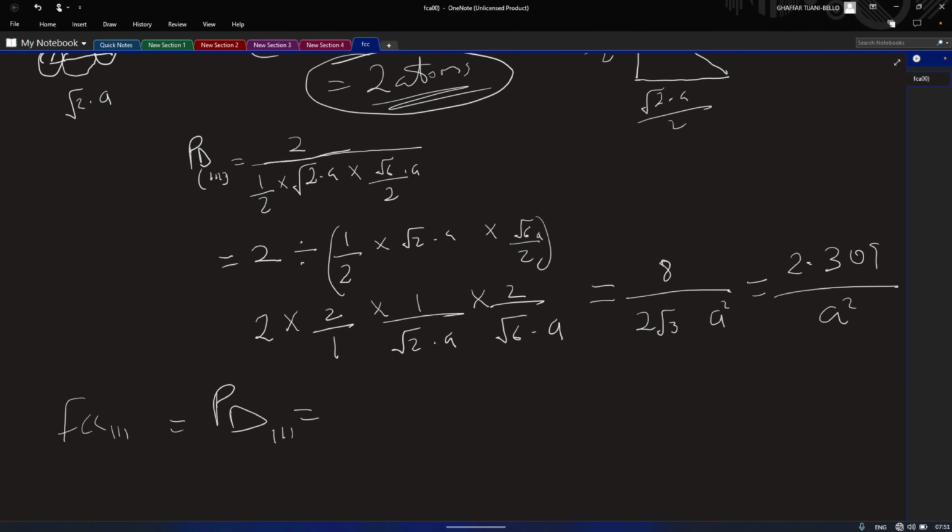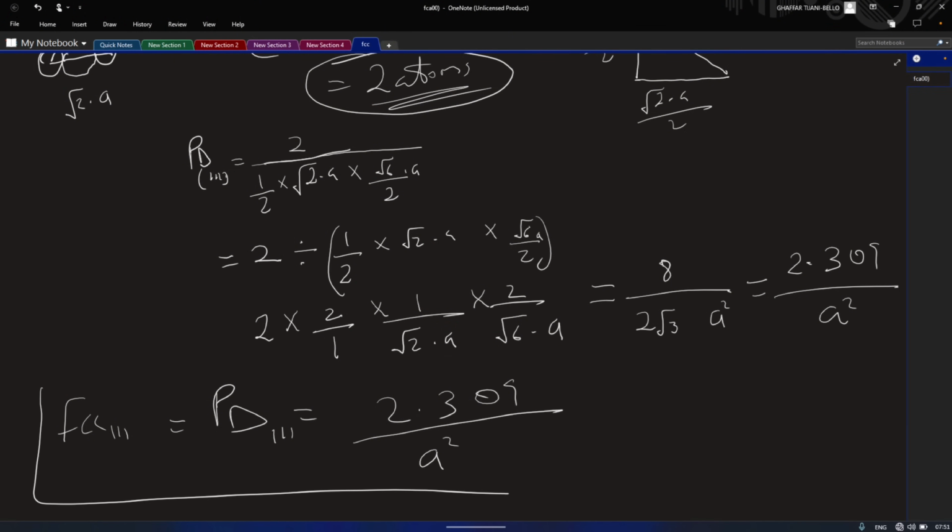So therefore the planar density for FCC structure 111 is equal to 2.309 over a square. So we have this to be the answer.